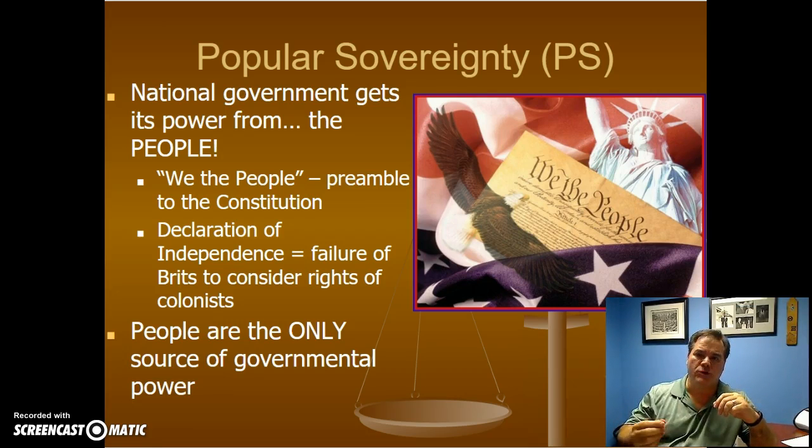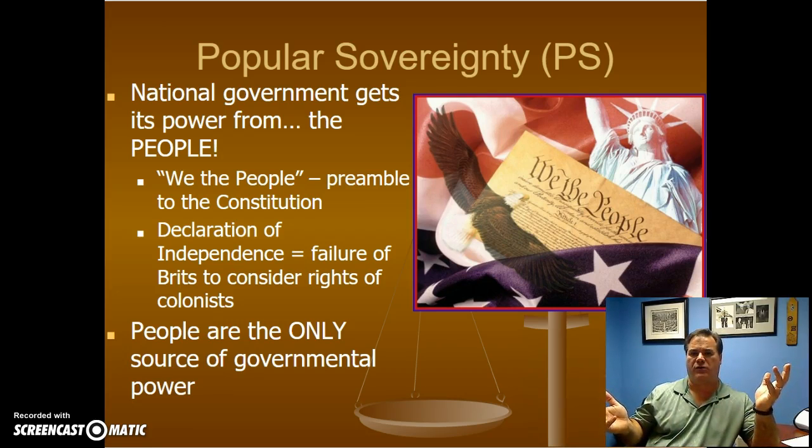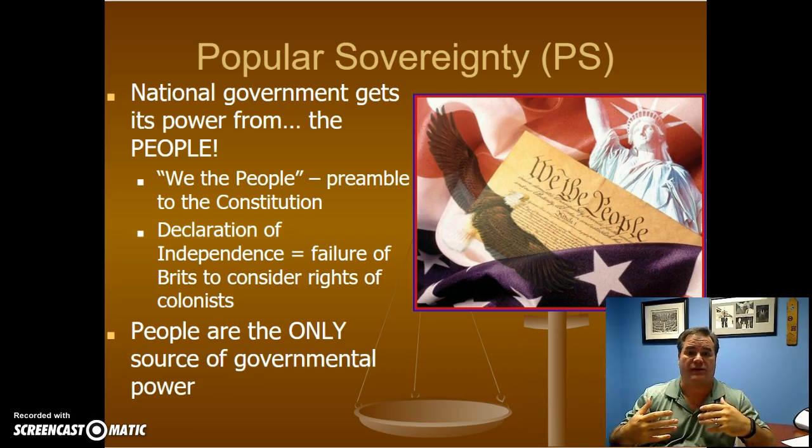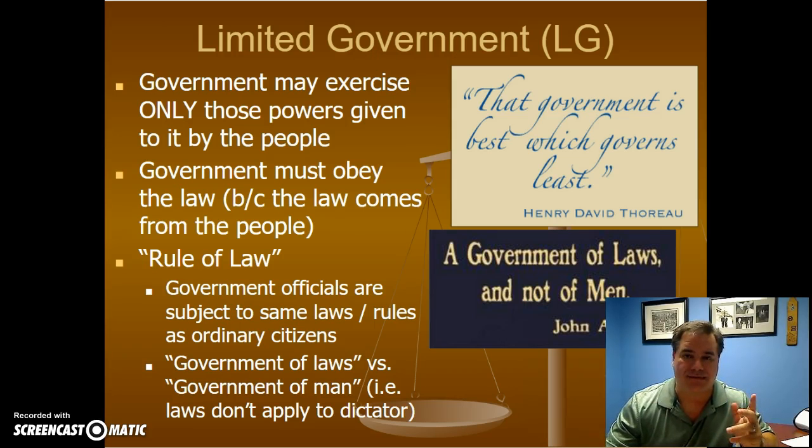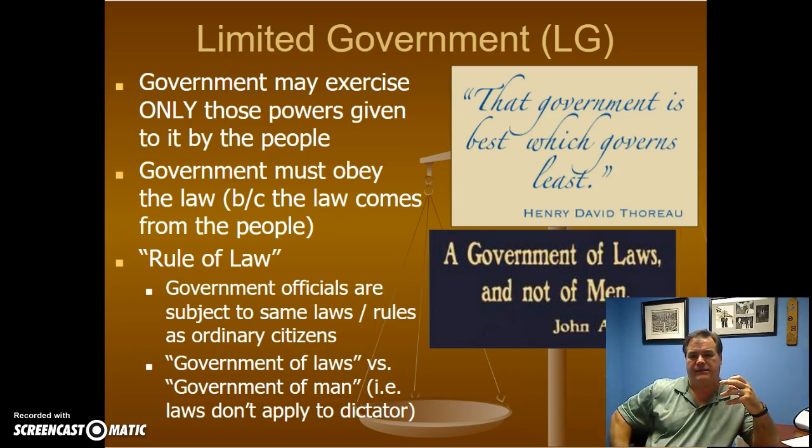Okay, people are the only source of governmental power. There is no independent source of power for the national government. It doesn't get power from other countries. It doesn't get power from itself, clearly. It only gets the power that the people give it. Now, if you only have one source of power, the people, then you're necessarily a government of limited scope. Government can only exercise those powers given to it by the people. Okay?